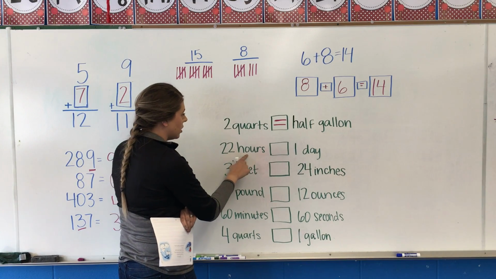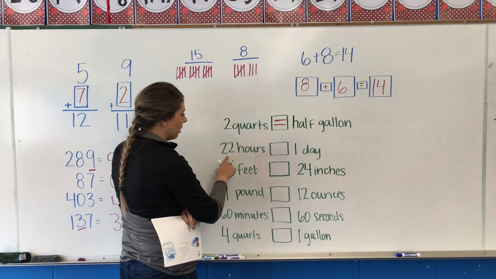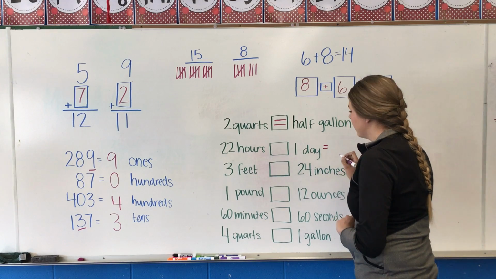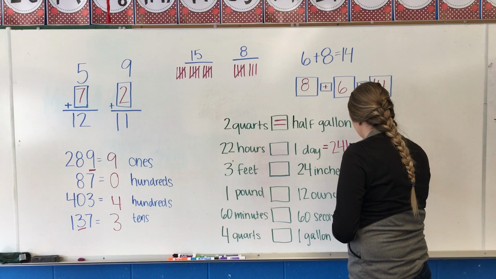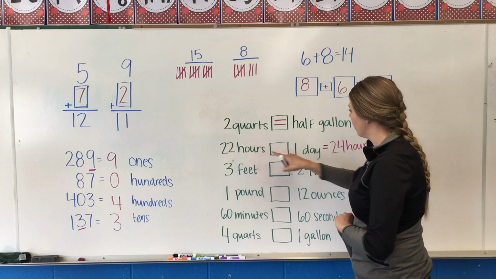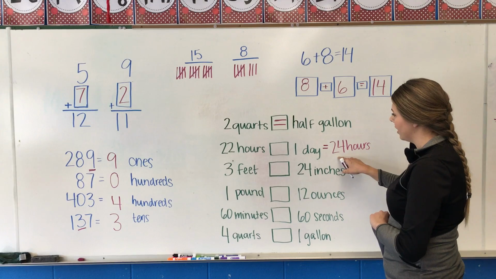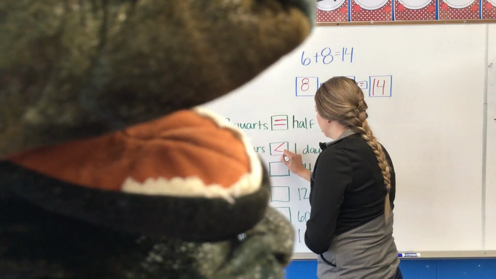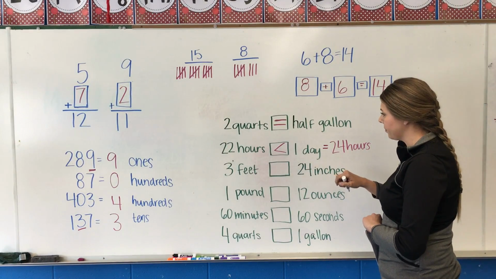And here we have 22 hours and one day. Well, this is a bigger number, but how many hours are in one day? One day, let's see, 24 hours. So even though this is a bigger number here with 22, it's still just one day. And one day is 24 hours, so we can tell that the one day is actually bigger. So we will draw our less than sign, saying that 22 hours is less than one day.